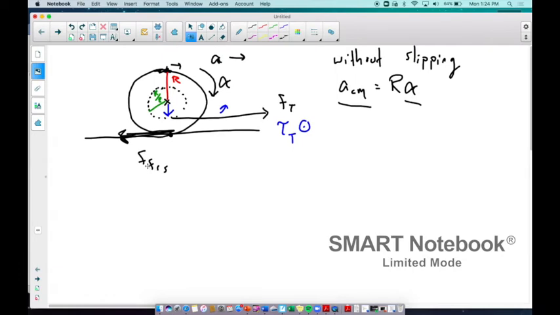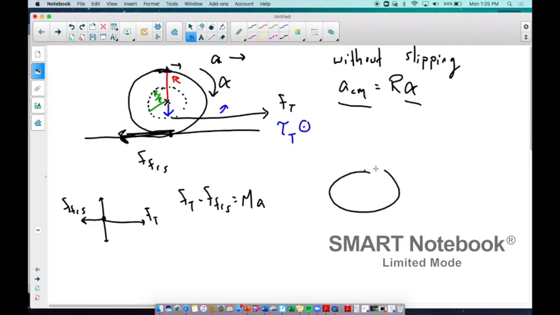Okay, so let's try to analyze Newton's laws here. Normal force, force of gravity, force of tension, force of static friction. Sum of the forces: force of tension minus force of static friction equals the mass of the thing times a. So that's what we've always been doing. And then rotationally, I need to actually draw it out. Here's one force. Here's another force. That's my force of tension, force of static friction.